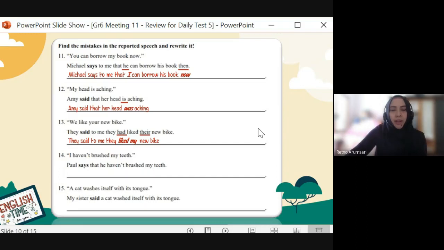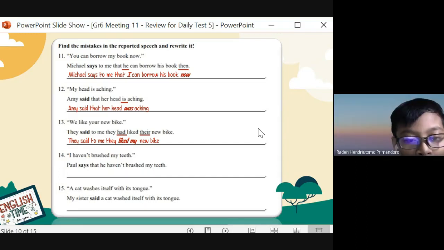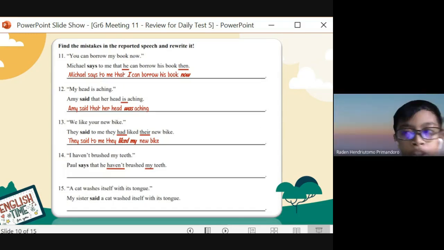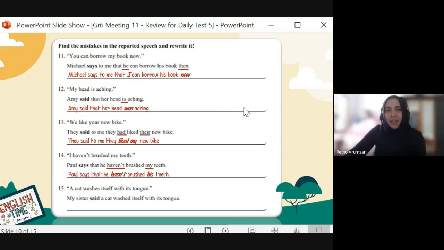All right, now number 14. I haven't brushed my teeth. Again, haven't and my. Yes, haven't and my. How do you fix it? Change haven't to hasn't and my to his. Yes, that's right. Change haven't into hasn't and my into his. Why hasn't, not hadn't? Because the same word is says. Okay, 6D. Number 15.